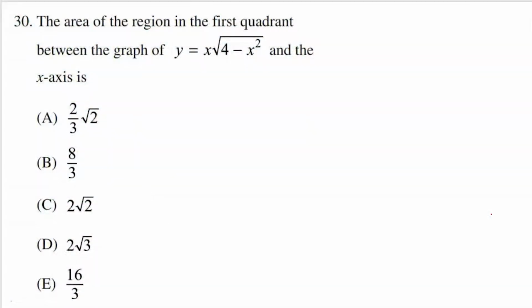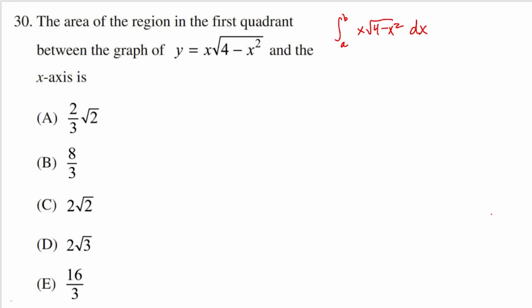Number 30 says the area of the region in the first quadrant between the graph of y equals x times the square root of 4 minus x squared and the x-axis is, and then we have our 5 answer choices. To find the area bounded by this curve and the x-axis, we need to find the integral of that function between a and b, where a and b are the points where the curve intersects with the x-axis.